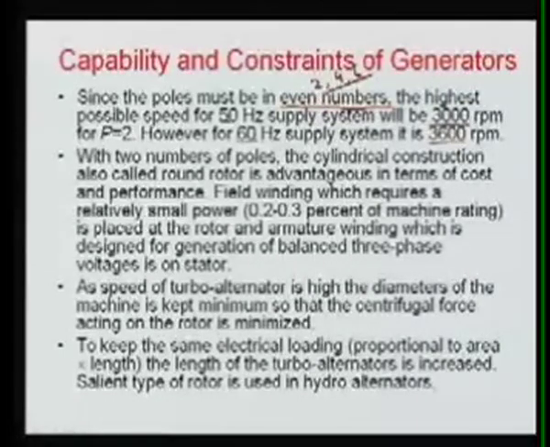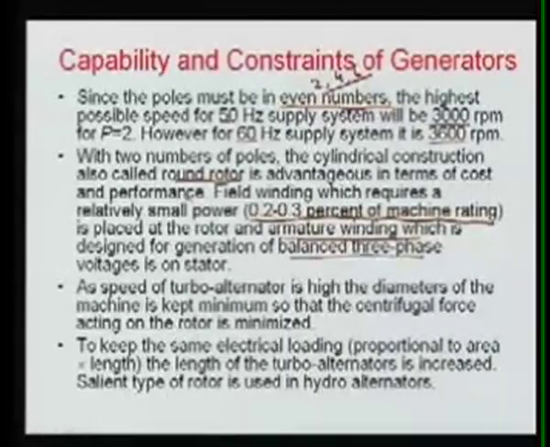With 2 poles, the cylindrical construction, also called wound rotor or sometimes round rotor, is advantageous in terms of cost and performance. The field winding, which requires relatively small power, normally 0.2 to 3% of the machine rating, is placed on the rotor, and the armature winding, which is designed for generation of the balanced three-phase voltage, is on the stator.